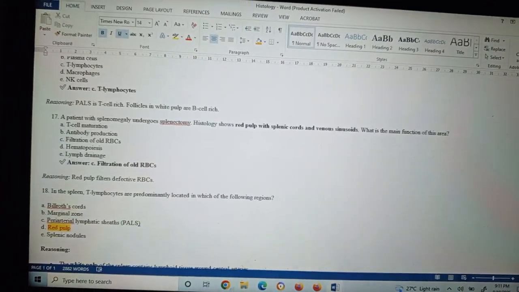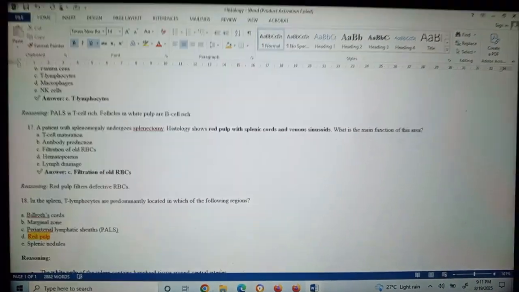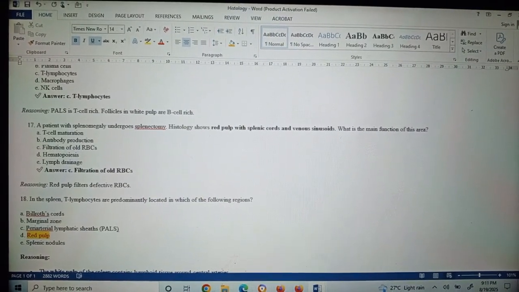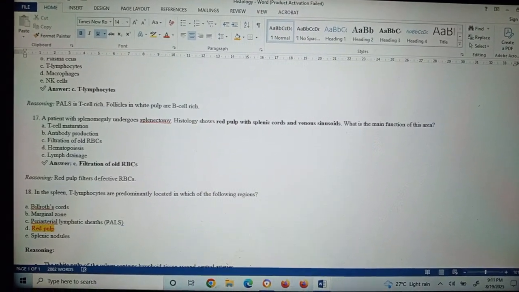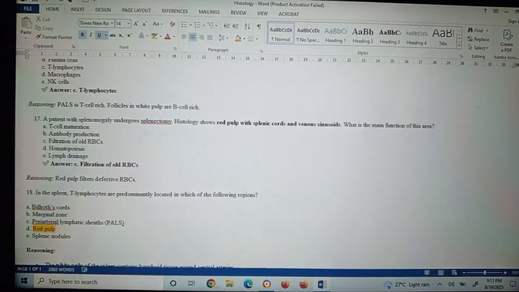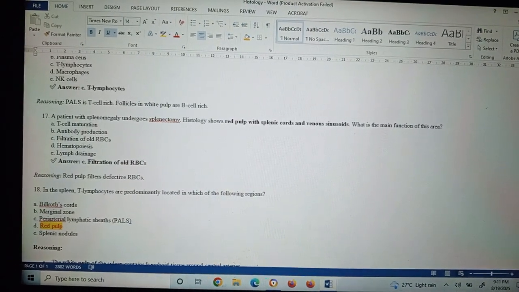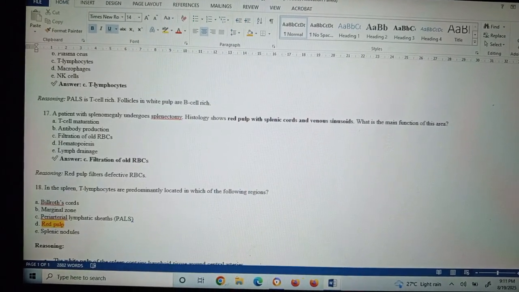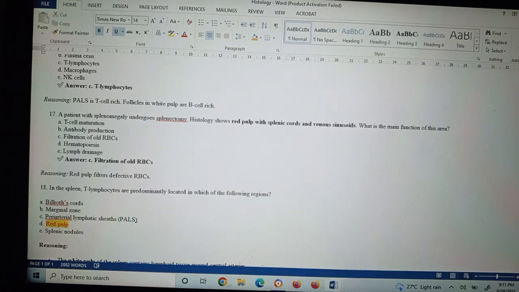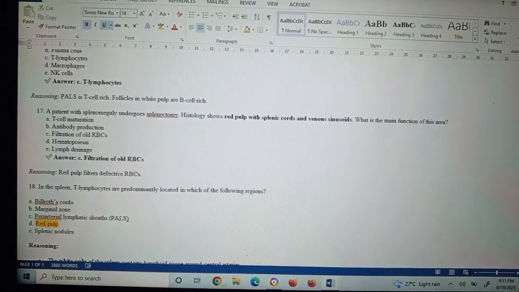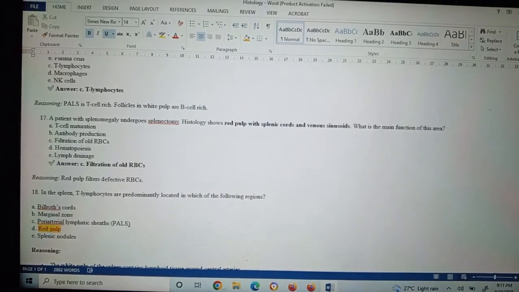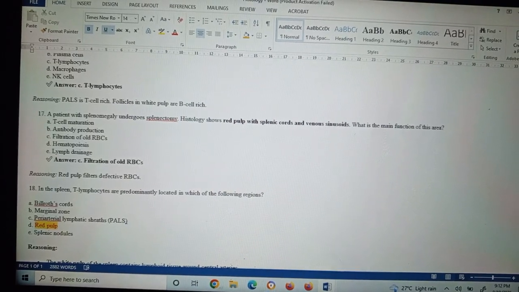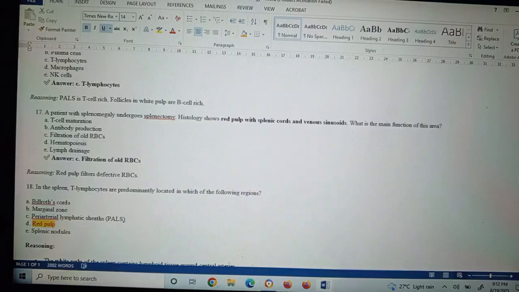Another MCQ: A patient with splenomegaly undergoes splenectomy. Histology shows red pulp with splenic cords and venous sinusoids. What is the main function of this area? The options are T cell maturation, antibody production, fibrosis, filtration of old RBCs, hematopoiesis, lymph drainage. The answer is filtration of old RBCs. The reasoning is that red pulp filters defective RBCs.